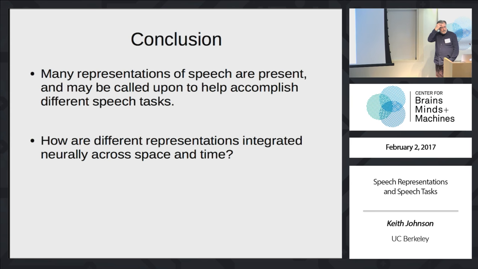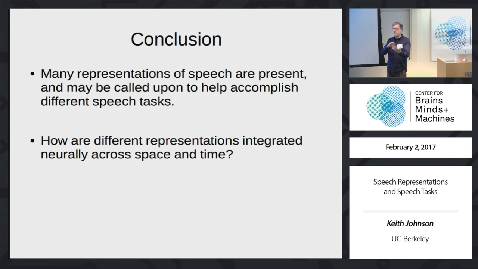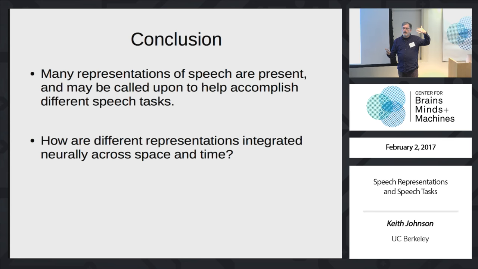So my main point then is that many representations of speech are present and may be called on to help us accomplish different speech tasks. The neural question, thinking about this from a processing point of view in the brain, is how contact gets made between different kinds of representation. Say how representations are modulated or changed in context, and also how representations that must be of different kinds of information can interact with each other in real time during listening.